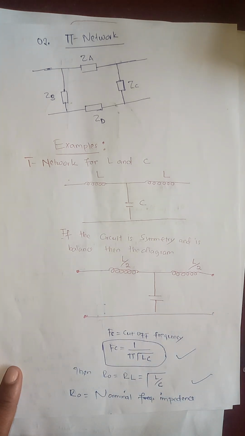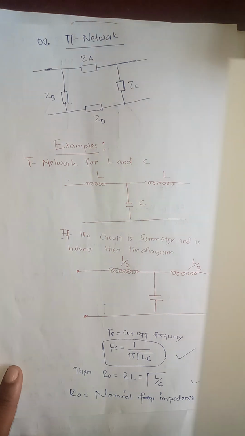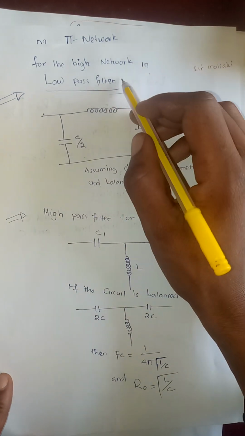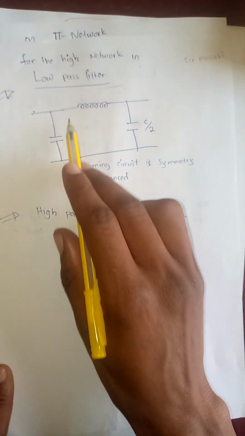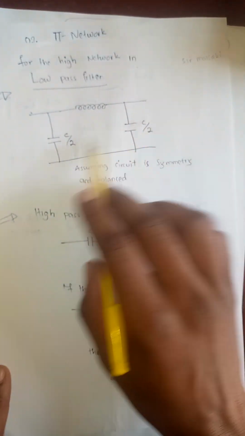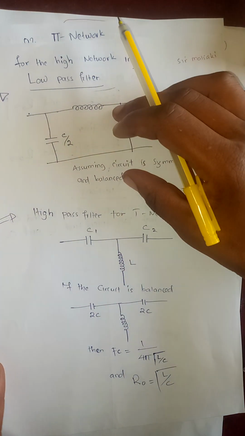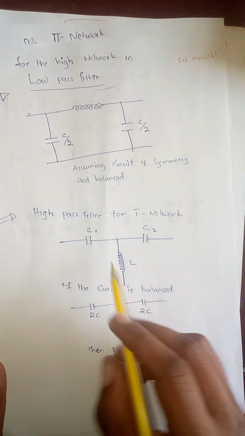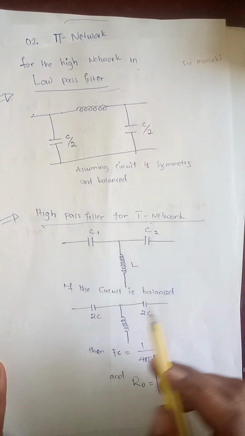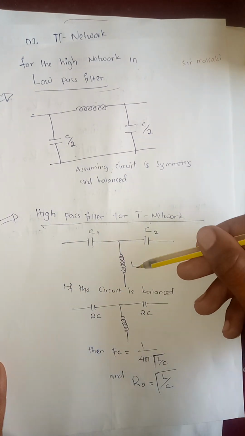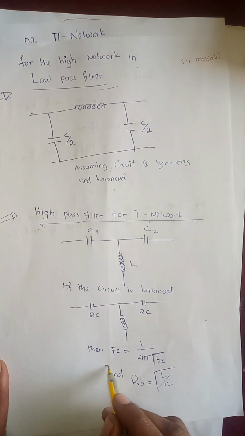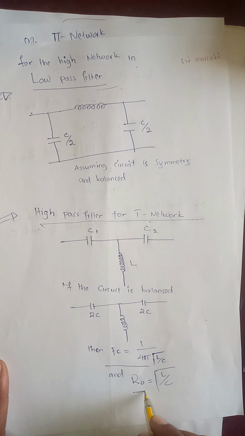For example, now for the case of high, this is for the case of high pass network. Low pass filters in different networks, you can see here. Now assume if it is balanced, we use this formula. But for the case of high pass filter for a T network, it is capacitor and capacitor. We have an inductor here. So you also use this cutoff frequency, not this formula, and this is what we call nominal.